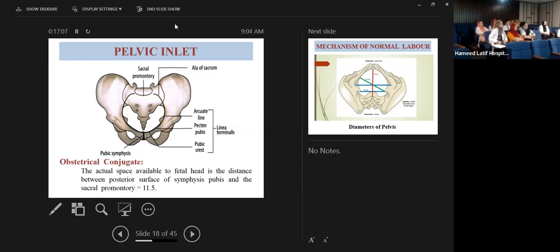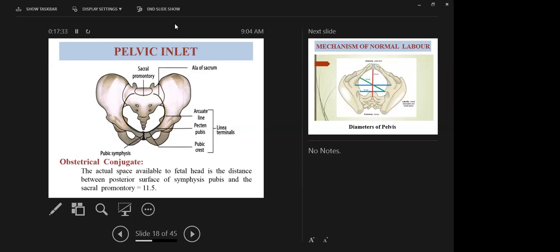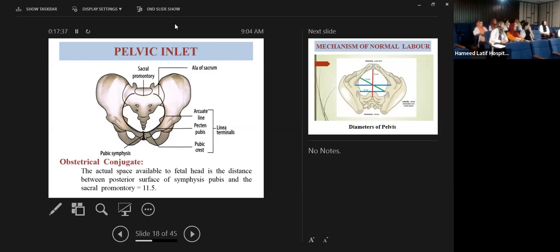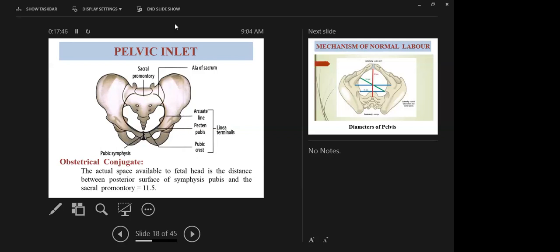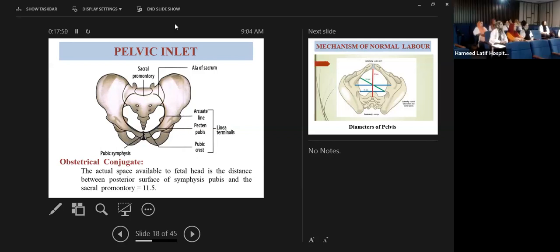pubic symphysis. Now, what we can actually measure clinically on pelvic examination is, if we pass our fingers vaginally, we try to reach the sacral promontory. Now, my fingers are a little longer than probably hers, and I can easily access that. And therefore, it was thought that you should know the distance between the tip of your middle finger to the base of the thumb. So if you can reach the sacral promontory through this, then that is called the diagonal conjugate. So the diagonal conjugate is 5 centimeters, and from there you deduct about 2 or 3 centimeters, then you would get the true conjugate or the obstetrical conjugate.